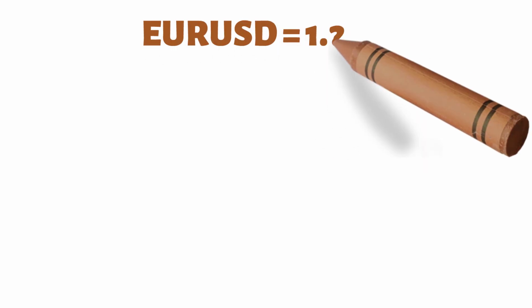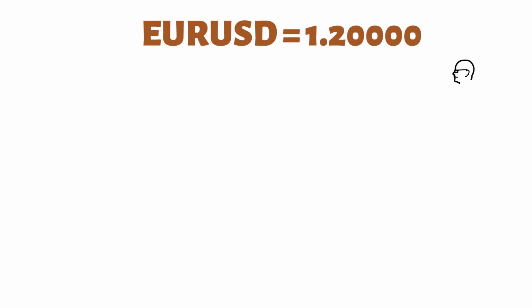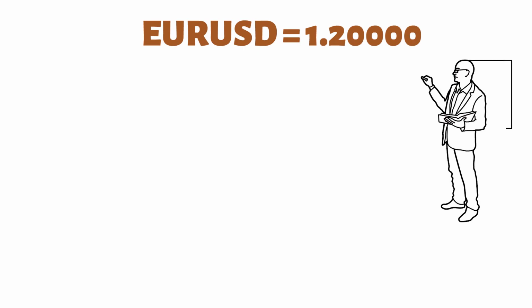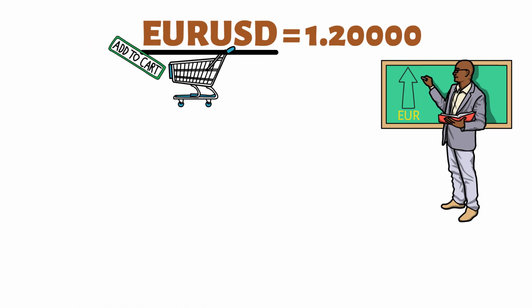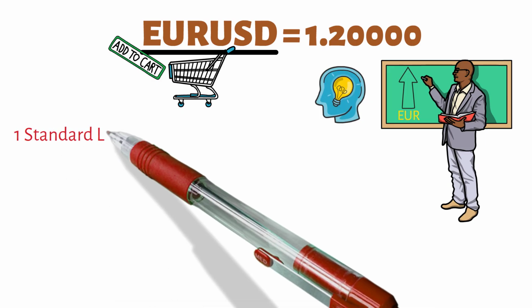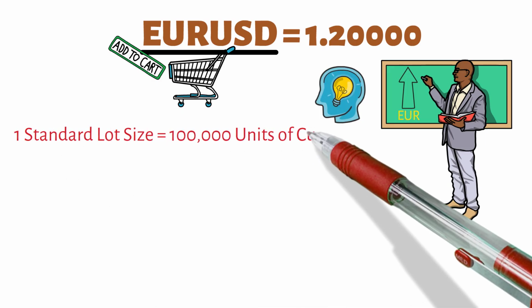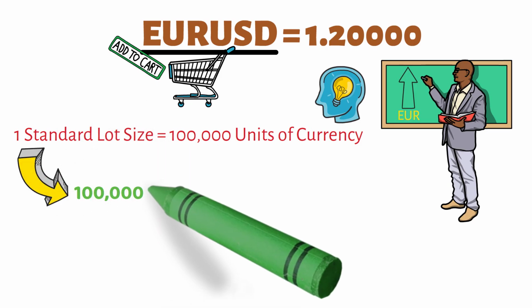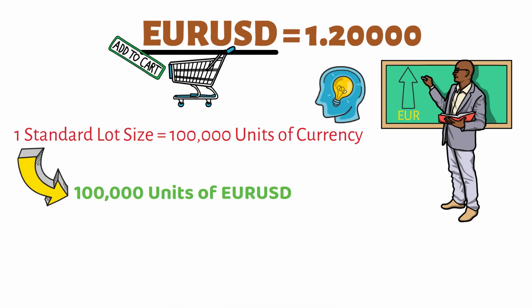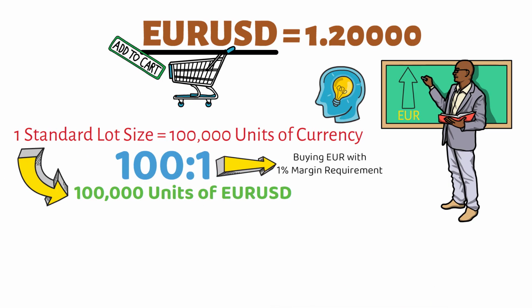Let's use EUR/USD equals 1.20000. Let's assume our speculation indicates that the euro is going to increase in its value. Therefore, we see EUR/USD in buy mode. Recall that one standard lot size represents 100,000 units of currency. We open one standard lot, 100,000 units of EUR/USD. This means buying euro with 1% margin requirement.